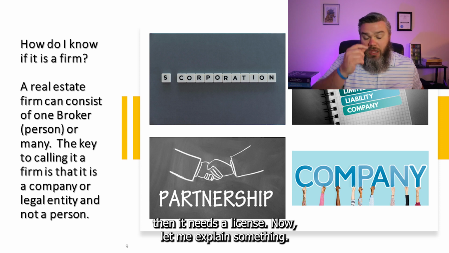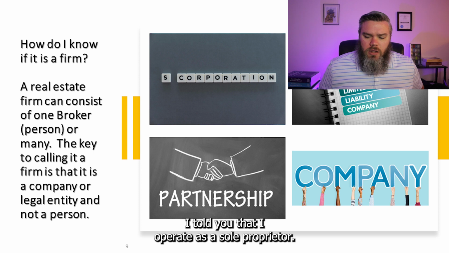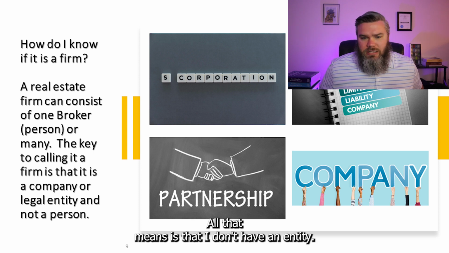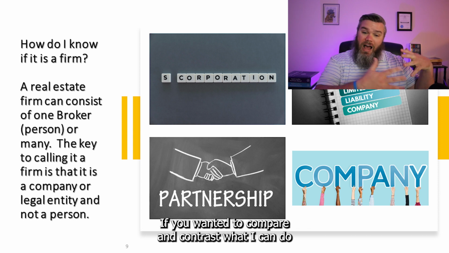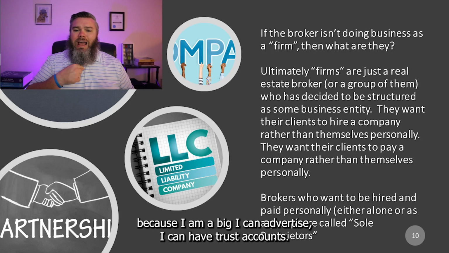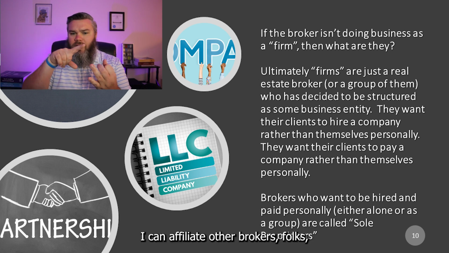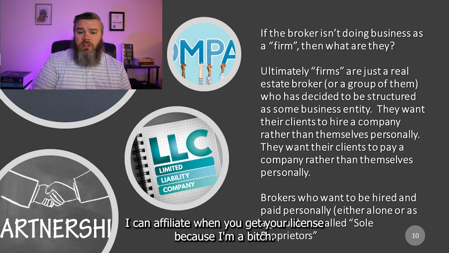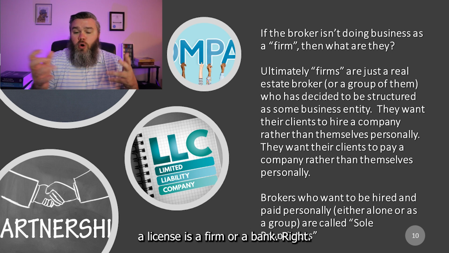Now let me explain something. I told you that I operate as a sole proprietor. All that means is that I don't have an entity. I can do everything that a firm can do. If you wanted to compare and contrast what I can do and what a Coldwell Banker can do, there's no difference, because I am a BIC. I can advertise, I can have trust accounts, and we're going to talk more about these terms. If you don't know what I'm talking about yet, that's normal. I can affiliate other brokers. When you all get your license, I can affiliate you, because I'm a BIC, and the only requirement for provisional brokers to activate their license is a firm or a BIC.